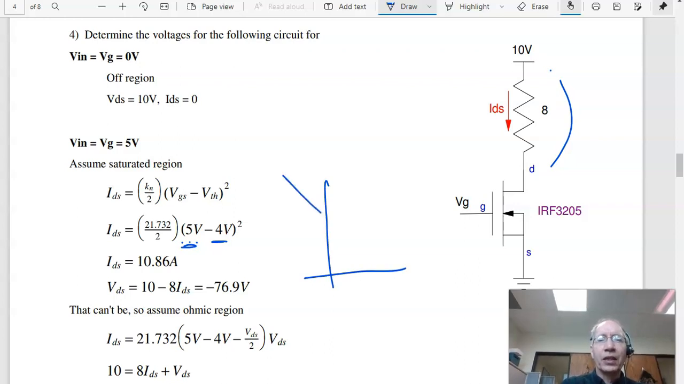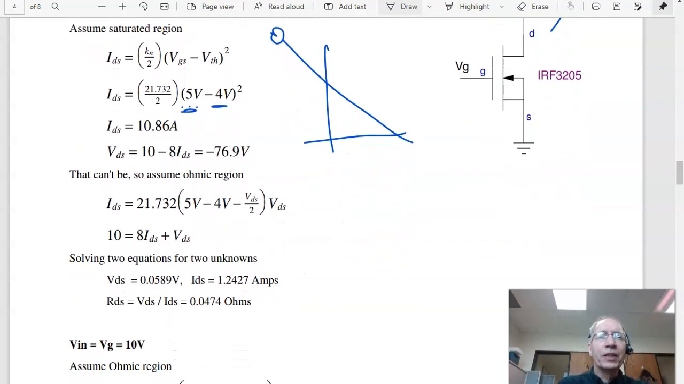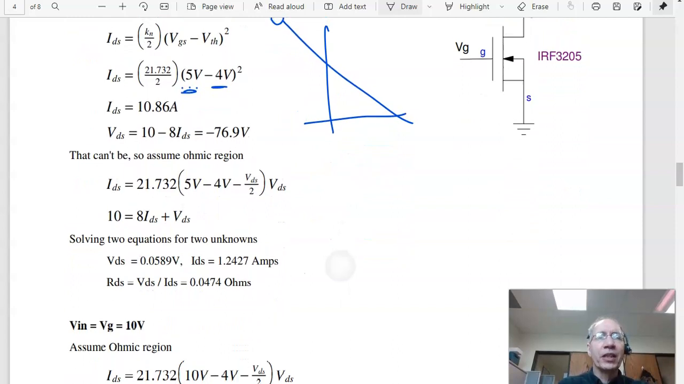So on the load line, I'm way over here at minus 76 volts. That can't happen. I can't have a negative voltage, because if I did, it would produce energy. What that tells you is my assumption was wrong. It is not saturated. So let's try the ohmic region.